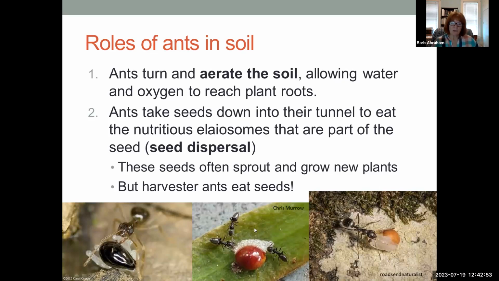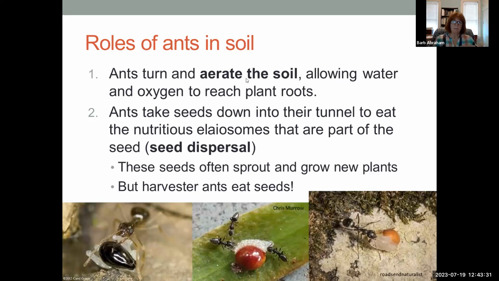But in addition to taking these seeds down into their nest and not eating them, they're eating just the elaiosome, which is an adaptation of the plant to get its seed moved down where it's away from a bird that might eat it, and then it'll sprout out of the ant nest or around the ant nest if they throw it out after they eat the elaiosome. And so that's a benefit to the plant because if it's in the ant nest, it's protected from seed predators like birds.